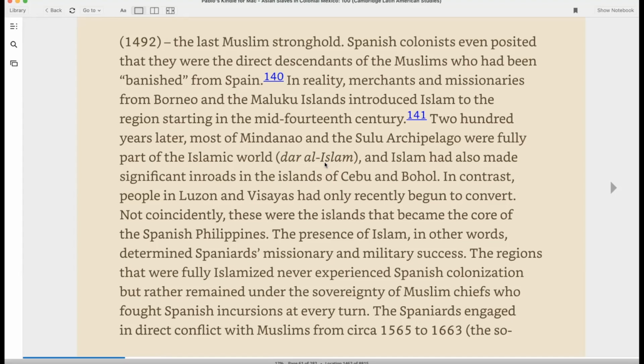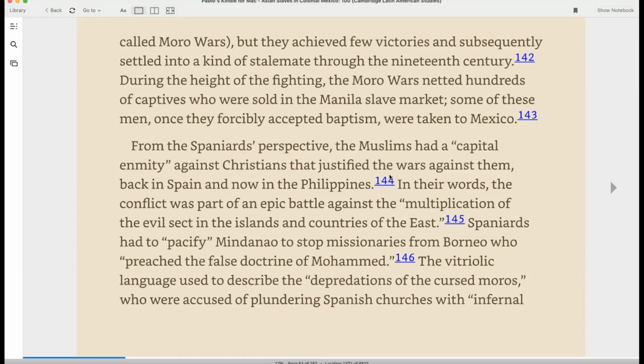Not coincidentally, these were the islands that became the core of the Spanish Philippines. The presence of Islam, in other words, determined Spaniards' missionary and military success. The regions that were fully Islamized never experienced Spanish colonization, but rather remained under the sovereignty of Muslim chiefs who fought Spanish incursions at every turn. The Spaniards engaged in direct conflict with Muslims from circa 1565 to 1663, the so-called Moro Wars or the Moor Wars. But they achieved few victories and subsequently settled into a kind of stalemate through the 19th century.